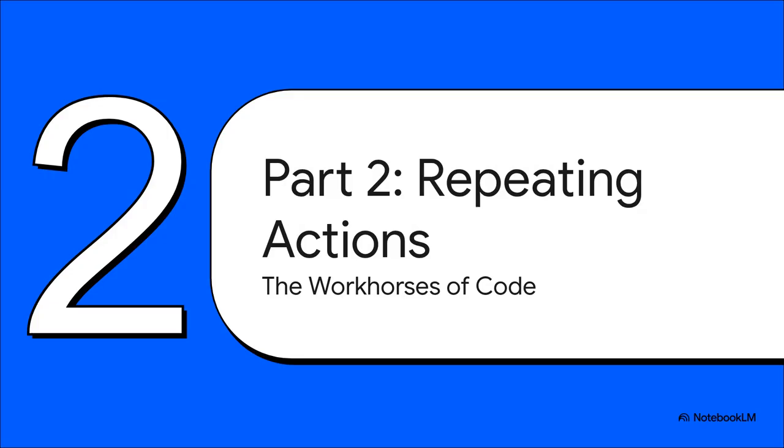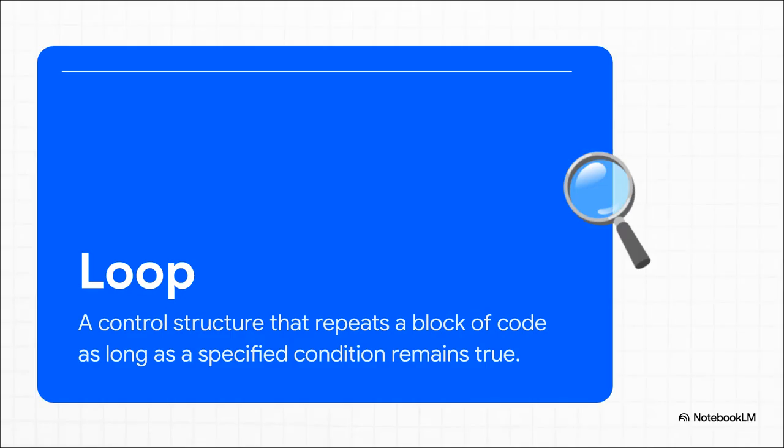All right, so our code can now make decisions. It's got a brain. Now let's give it some muscle. Let's talk about the real workhorses of programming, loops. These are the tools that save you from the soul-crushing boredom of writing the same code over and over and over again. Seriously, a loop is your secret weapon for getting things done efficiently.